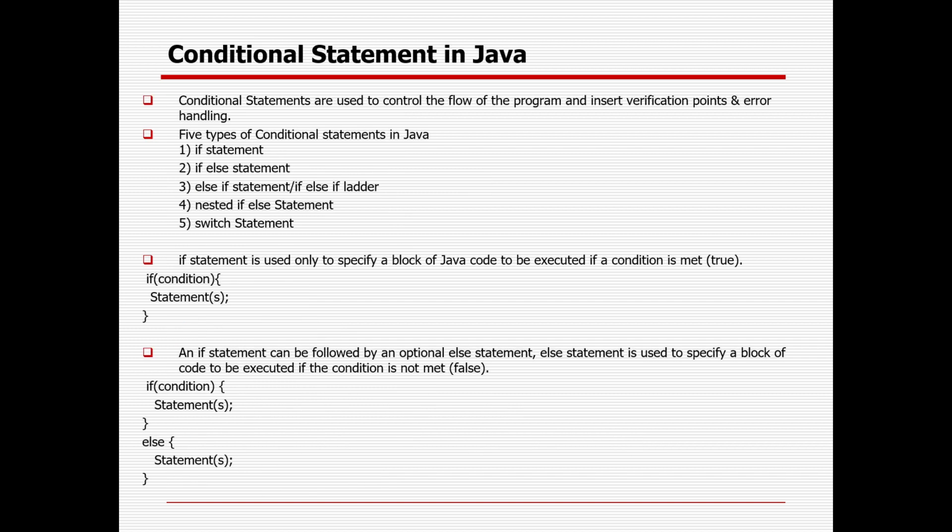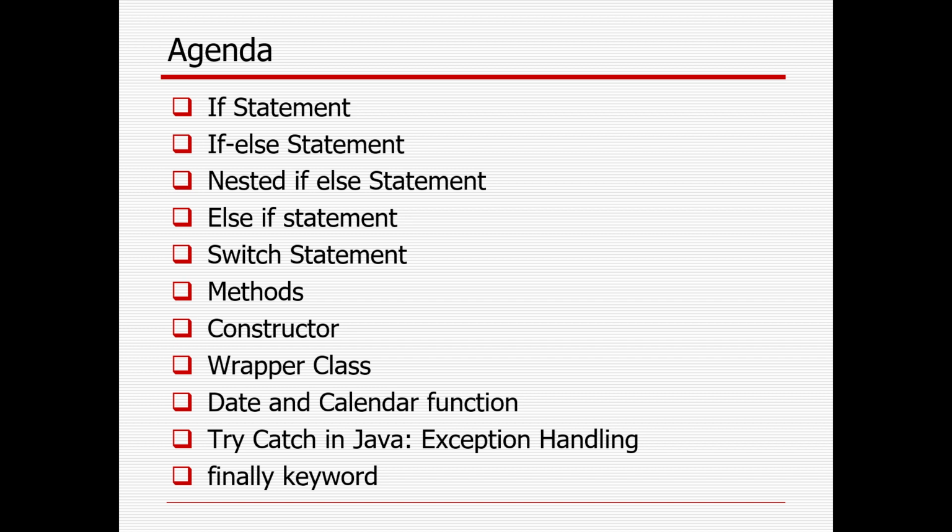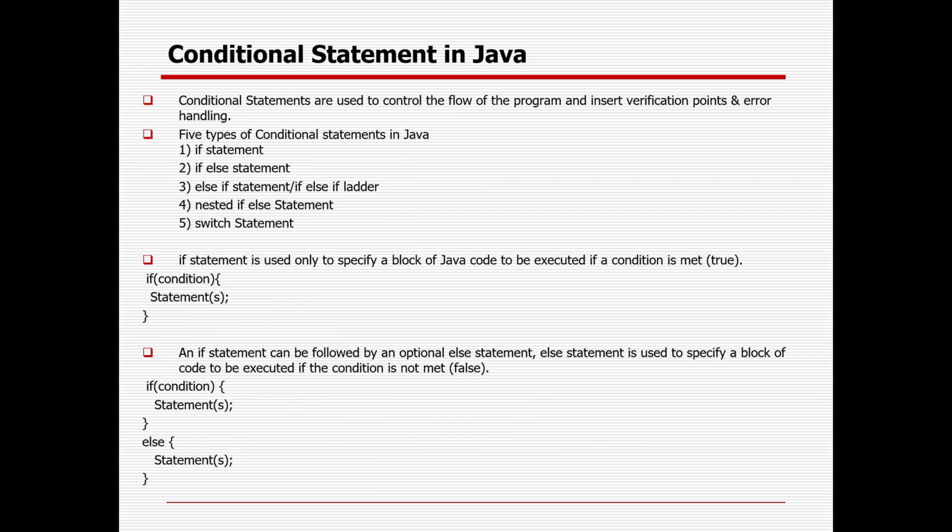In the last session, you already learned what is data type, what is object, classes, what are the different string methods, what is array, what are the different kinds of loops, and how we can control the loop with the help of the continue and break keywords. And today you will learn topics like conditional statements, methods, constructors, wrapper classes, date and calendar functions, and exception handling.